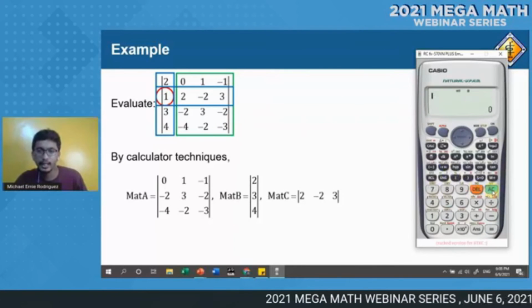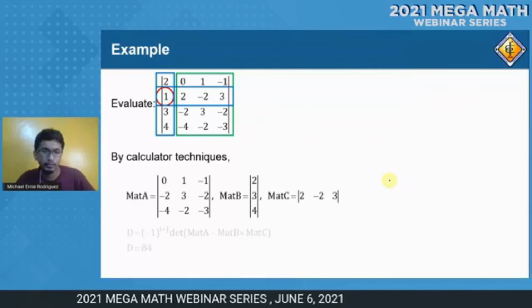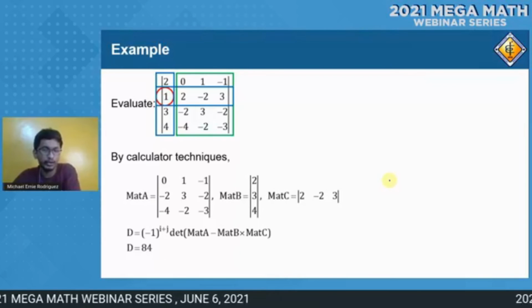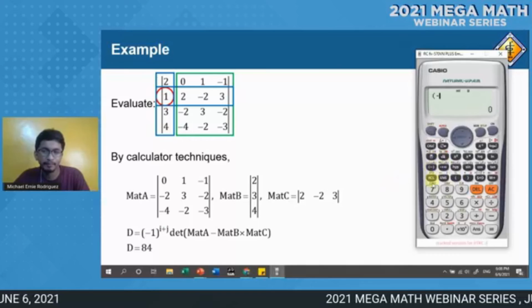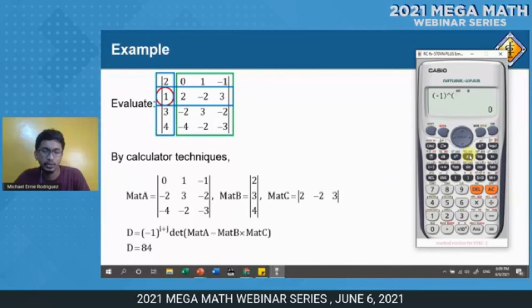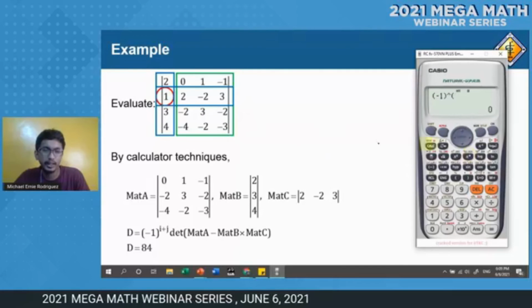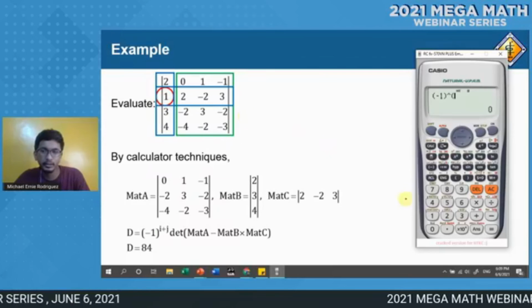Okay, so AC natin yan. So, para ma-solve natin yung determinant, di ba? Ito yung formula natin for solving the determinant. So, we have negative 1 raised to I plus J. So, yung I plus J natin, di ba? This is, again, A21. So, 2 plus 1 is 3.